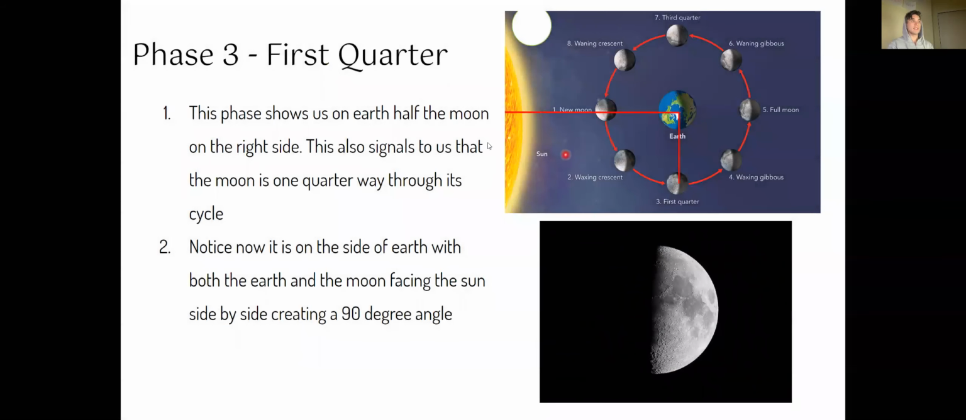All right, first quarter, like you said, 90 degrees later, it means 1/4 of the way through the entire lunar cycle. It's also very much known as a half moon. It's when half is shown, and you know it's the first quarter because it's waxing, getting bigger, and it's on the right side.